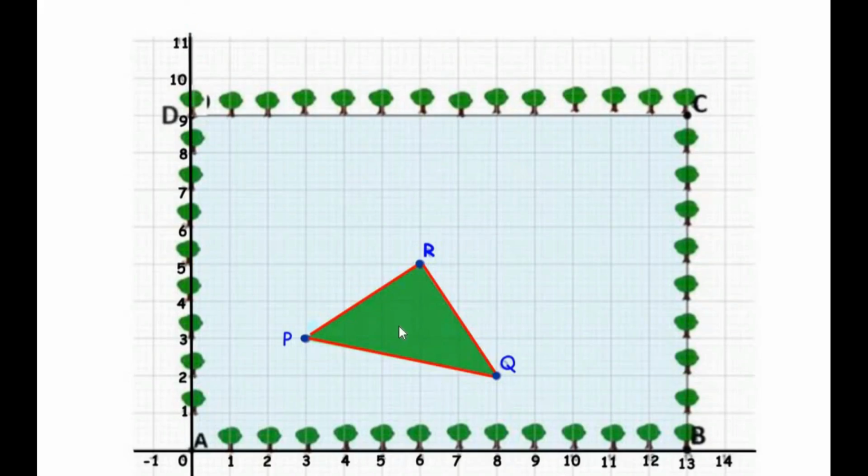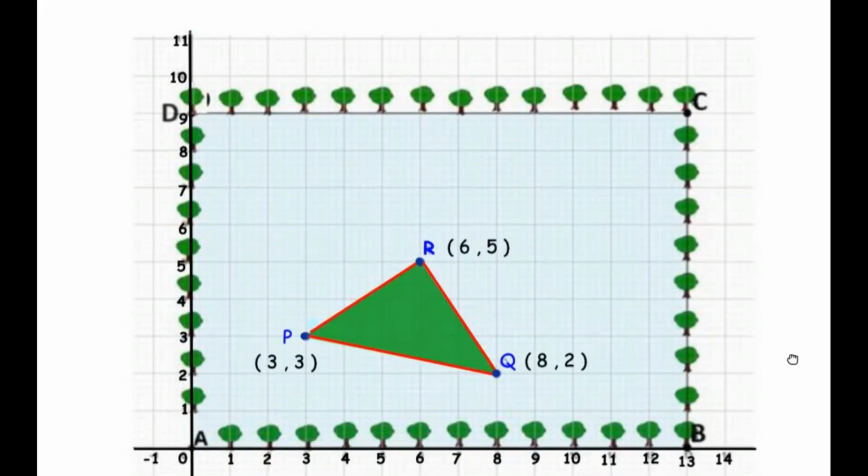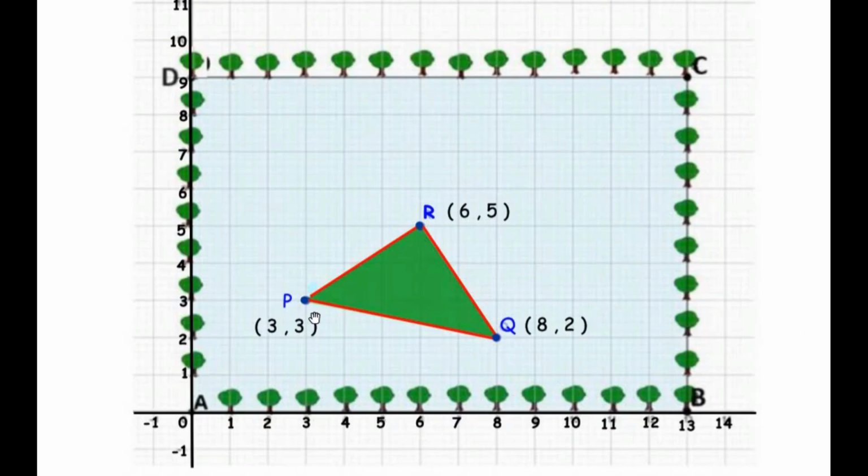Now before we can proceed to find the centroid of the triangle, let us write the coordinates of the points P, Q and R. Now the coordinate of point P is 3 on the x-axis and 3 on the y-axis. So we have written here x, y as 3, 3. Similarly for Q the coordinates are 8, 2 and for R it is 6, 5.